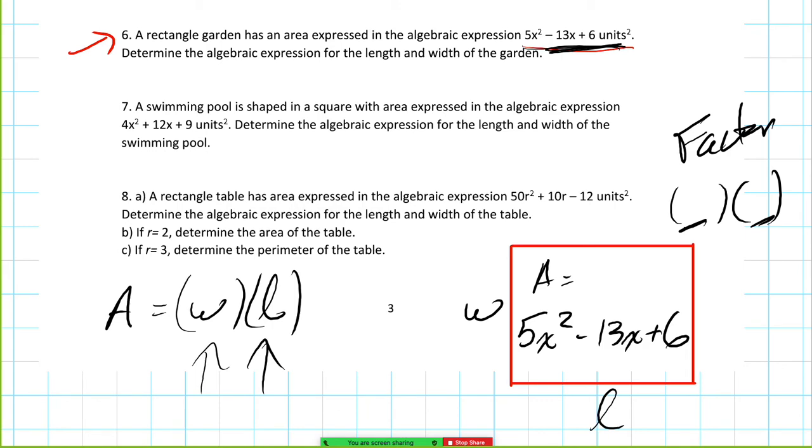We're going to take a look. We have some extra work on the page here, but we're actually going to focus on this one here. So we have a swimming pool shaped in a square. Okay, so that's important. They've already given us some important information. With the area expressed as this algebraic expression, determine the algebraic expression of the length and width of the swimming pool. Okay, let's jump to the next page here.